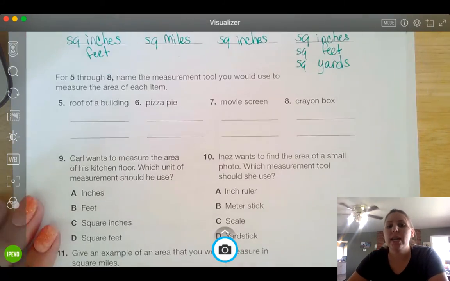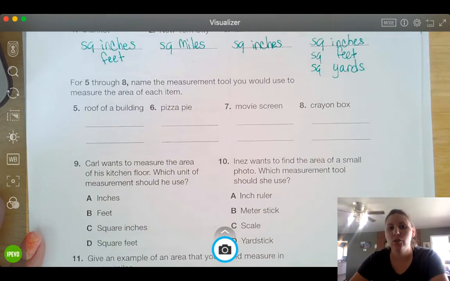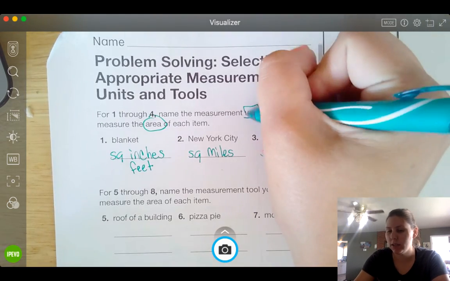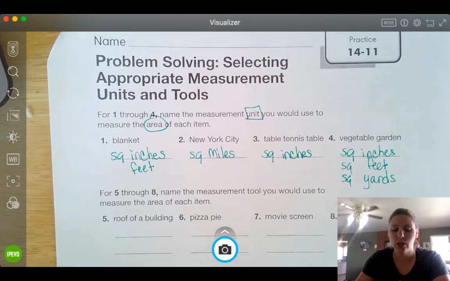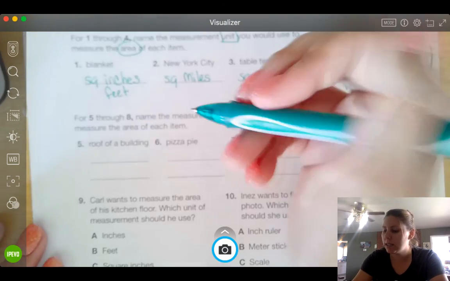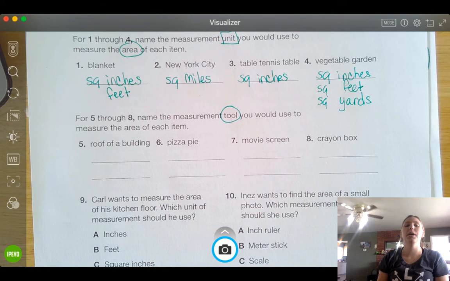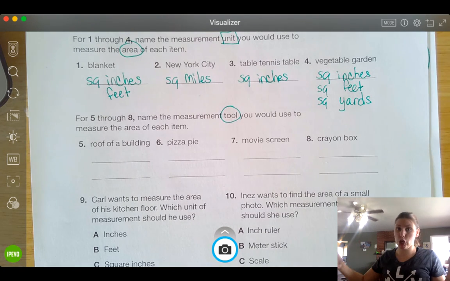All right, 5 through 8. Name the measurement tool you would use to measure the item of each one. So this one's the measurement unit. This is where we were using inches, yards, things like that. This is the tool, okay? So would I use a ruler or would I use a yardstick?